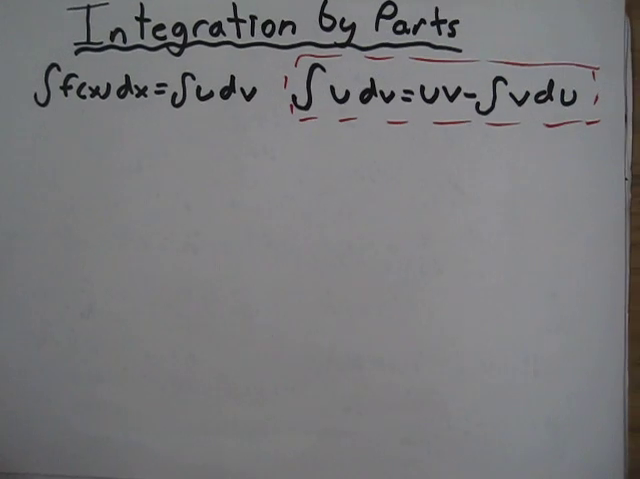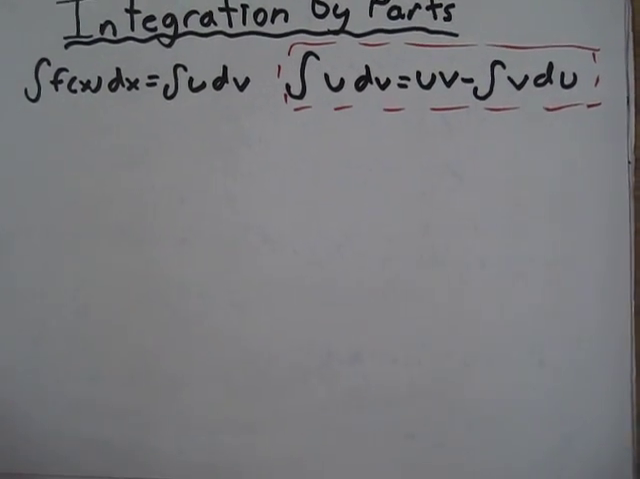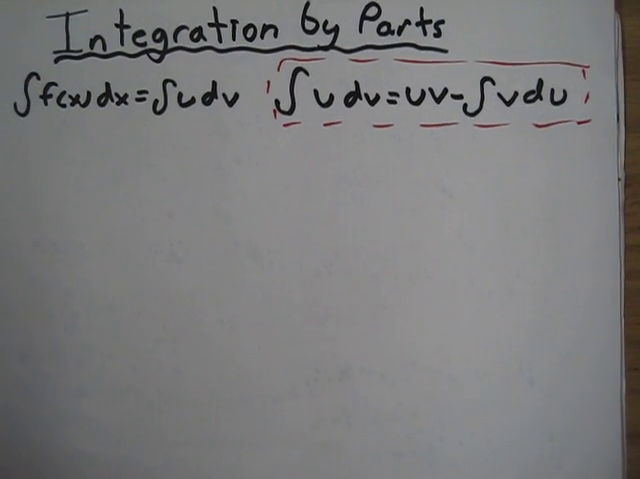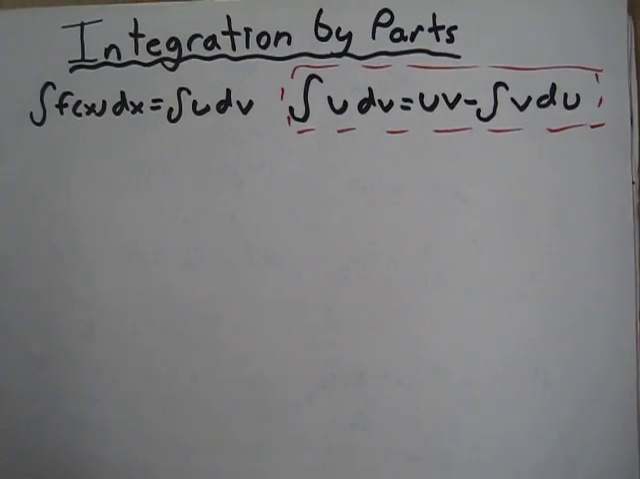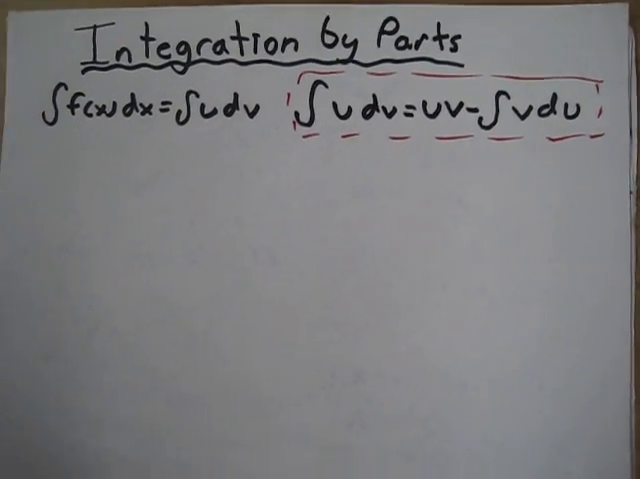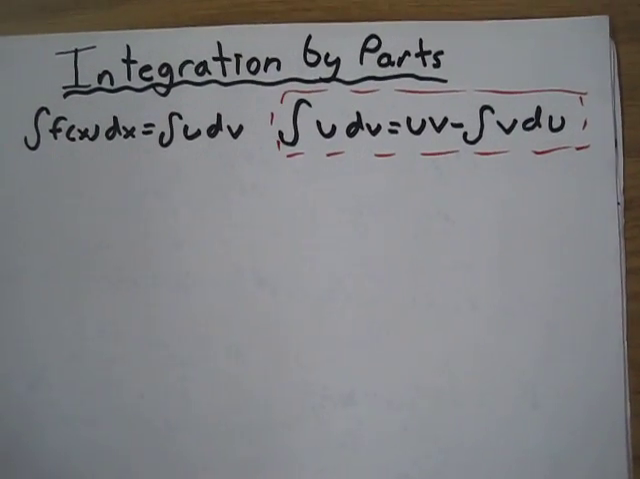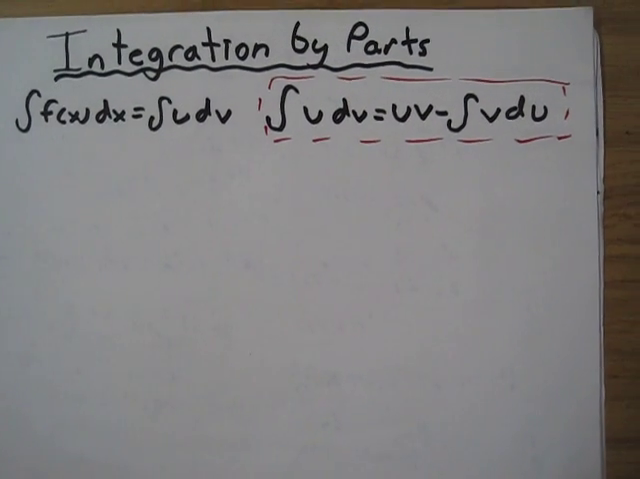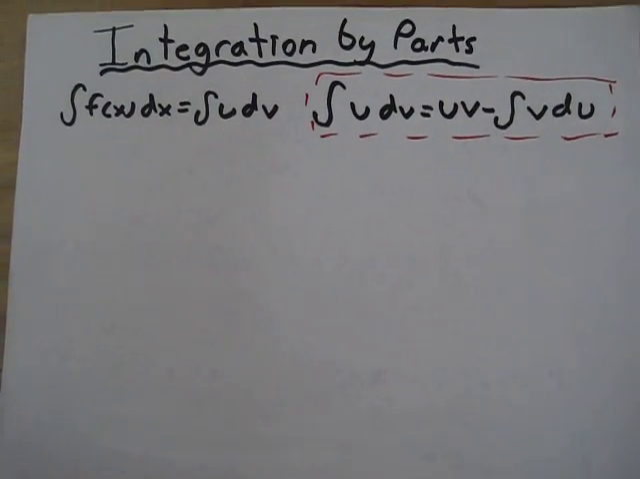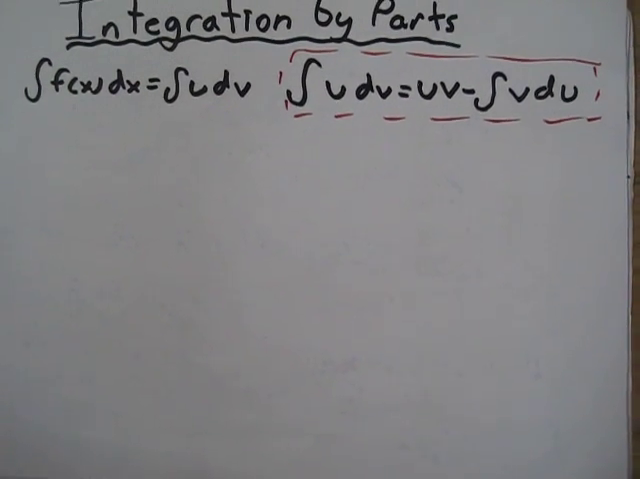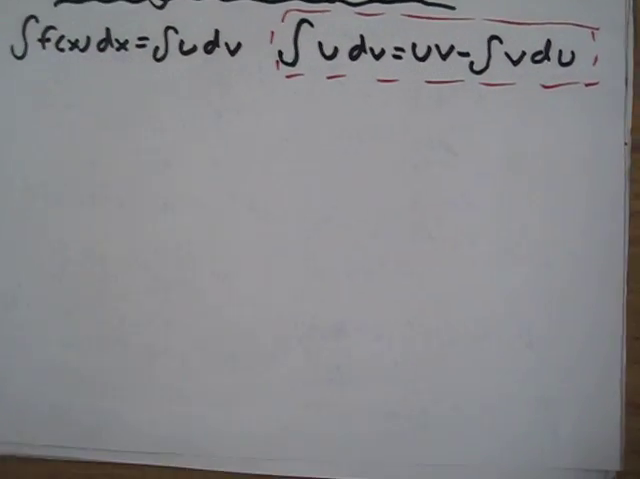solve the integral. So the way we do this is that we take the integral of f(x) dx and change it into the integral of u dv, therefore breaking apart the two terms into the u and the dv. Then when we take the integral of u dv, we get u times v minus the integral of v du. And we apply that formula to the problem after figuring out what u, dv, du, and v equal.